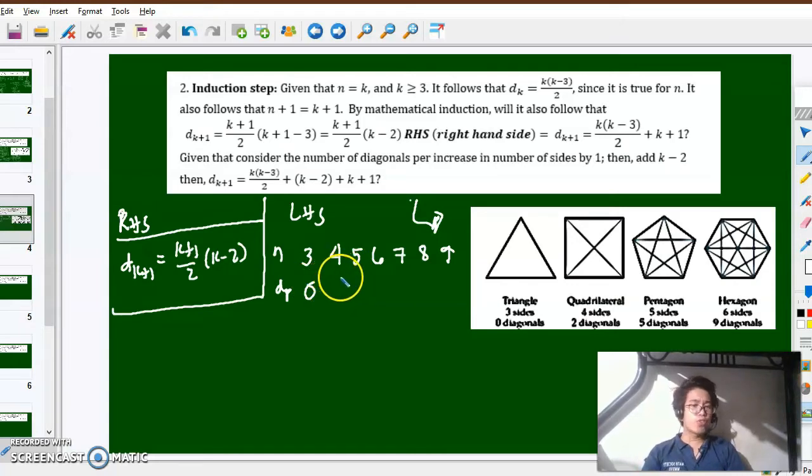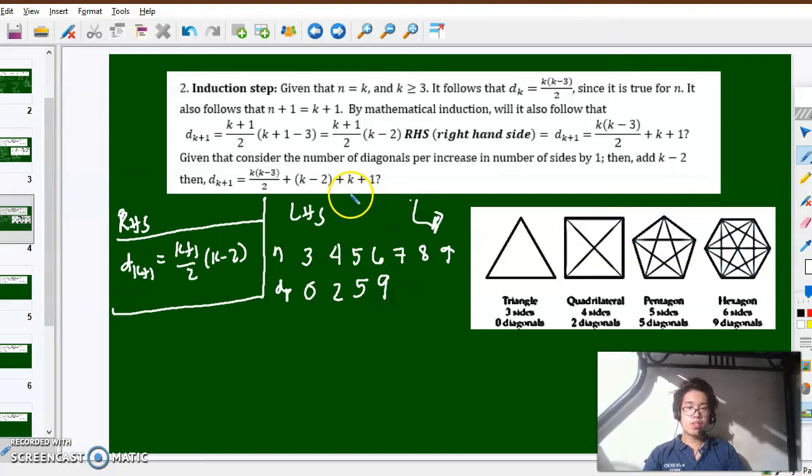And then for a four-sided figure, a quadrilateral, it has 2 diagonals. For a pentagon, a 5-sided figure, it has 5 diagonals. For a hexagon, it has 9 diagonals. Okay, so how do you compute that?